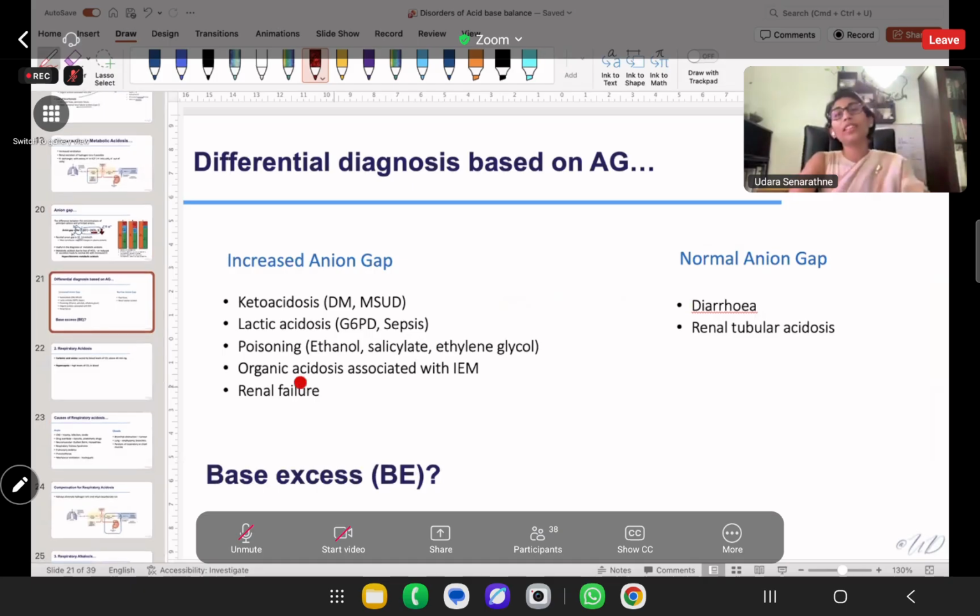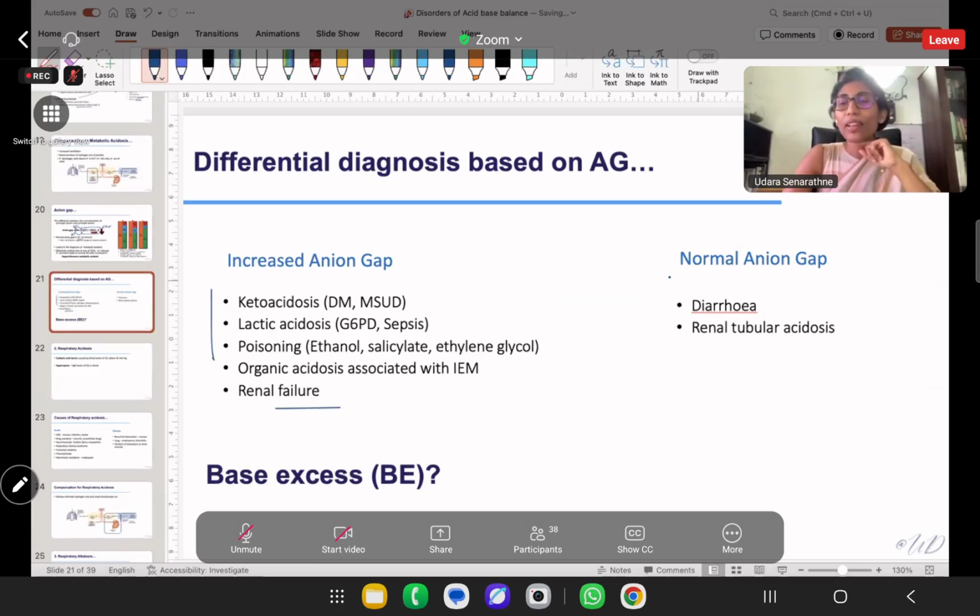So how do you differentiate based on the anion gap? You're going to have an increased anion gap when there is production of organic acids or difficulty in excretion of organic acid, as in renal failure. All the others are increased production of organic acid.